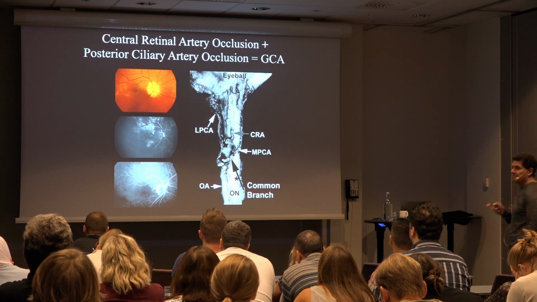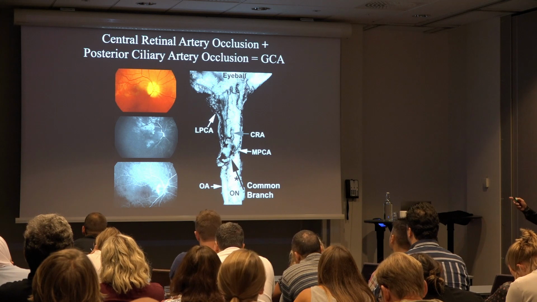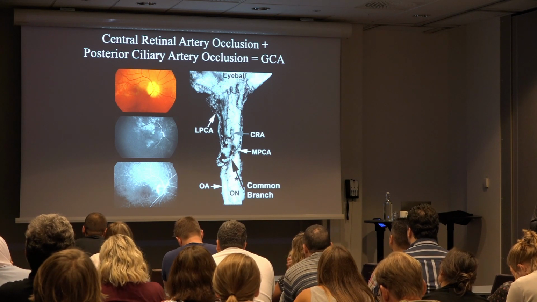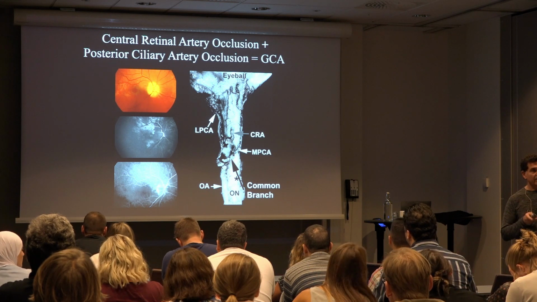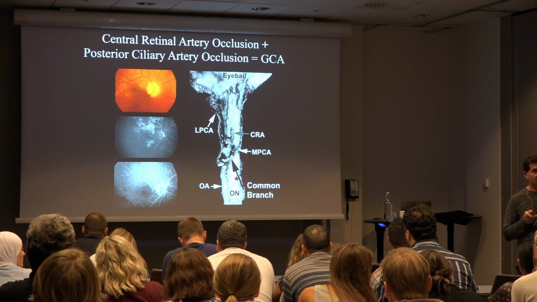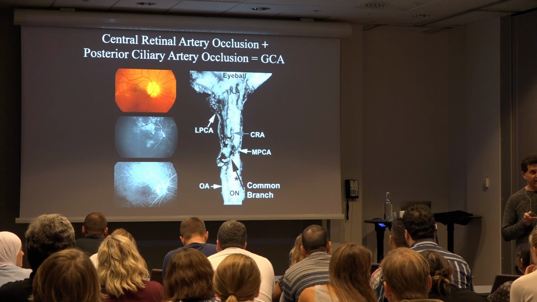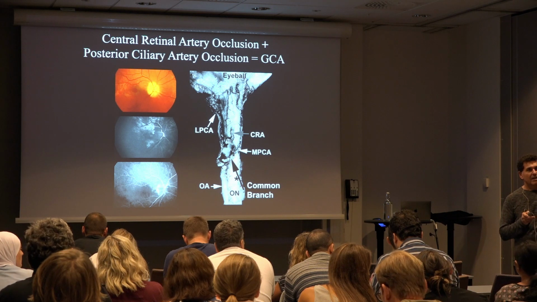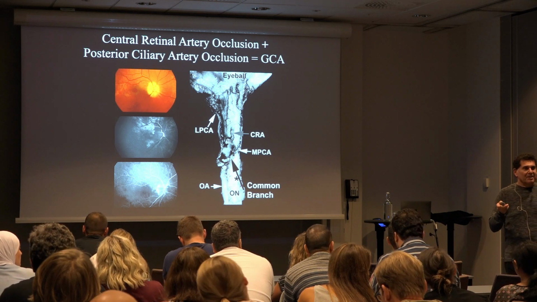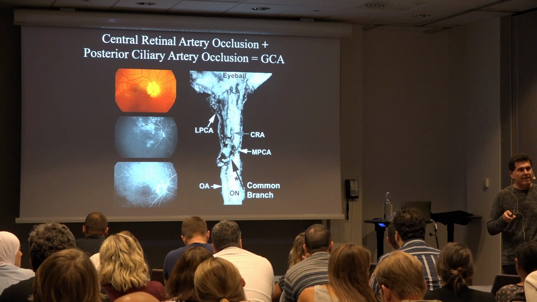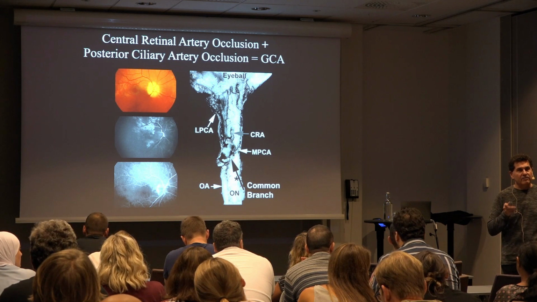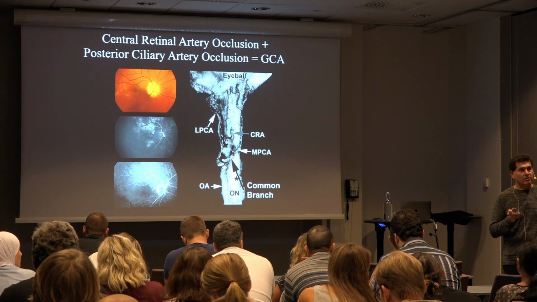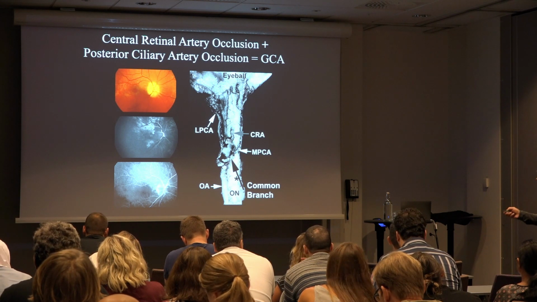Now, here's another really important pearl I want you to take away. This is what Dr. Hayreh taught me. Every elderly patient that has a central retinal artery occlusion should get a fluorescein angiogram. Why? We know the central retinal artery is occluded. You don't need a fluorescein angiogram to show that. Because you're looking for signs of giant cell arteritis, which will be choroidal non-filling with a central retinal artery occlusion.